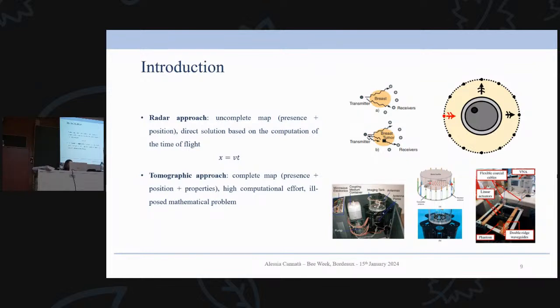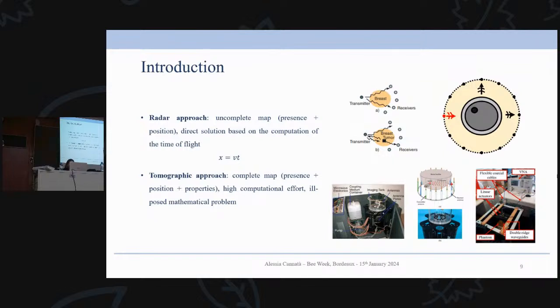So we have antennas, we do the measurements, we can measure the time of flight of the signals, and we know, of course, the speed of propagation of the electromagnetic wave through our medium, which is the air or the tissue, and we can retrieve its position and, of course, its presence.